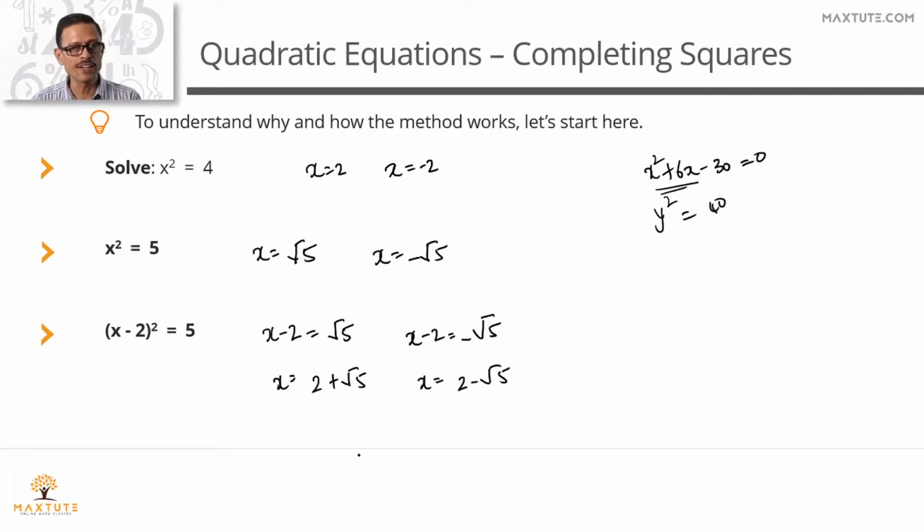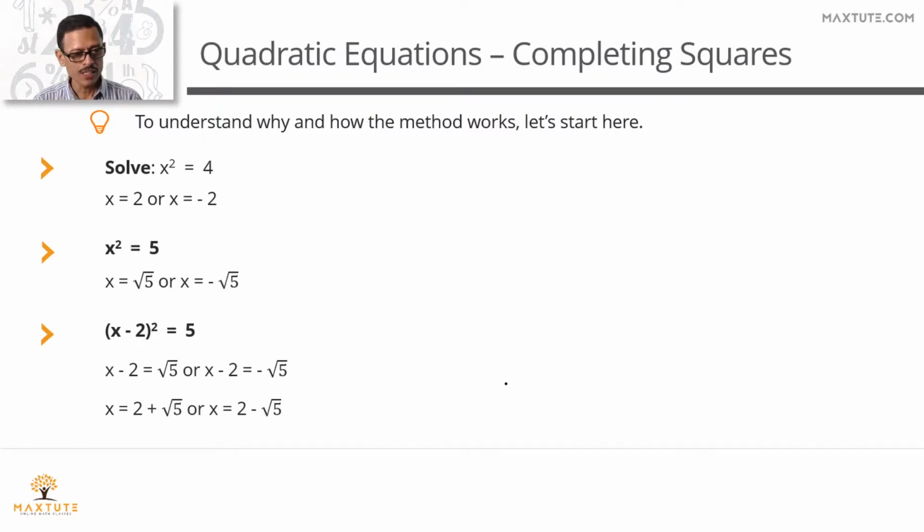So till this point, we are on familiar territory. Let's quickly summarize it till this point before we move to the next example. If it's x square equals 4, very straightforward, the value of x is plus 2 or minus 2. If it is a 5, which is not a perfect square, we know the answer is going to be an irrational number. Still we can find out it is under root 5 or minus under root 5. What if it is an x minus 2 the whole square equals 5? Find the value of x minus 2 first. That's going to be equal to root 5 or minus root 5. From there, deduce the value of x, which is 2 plus root 5 or 2 minus root 5.